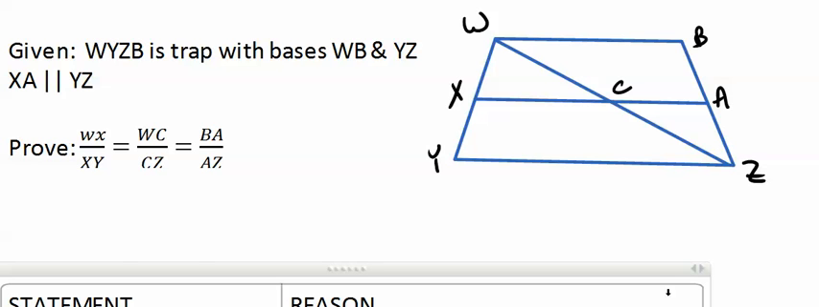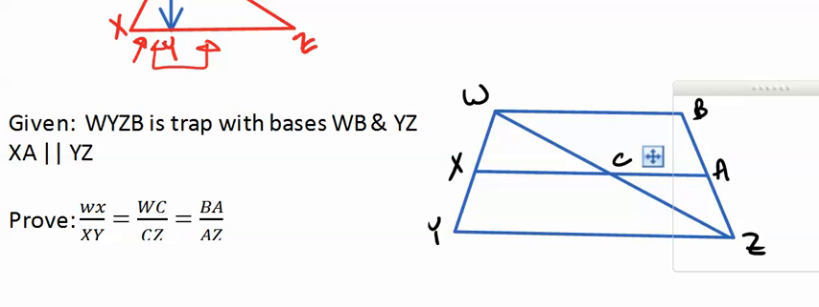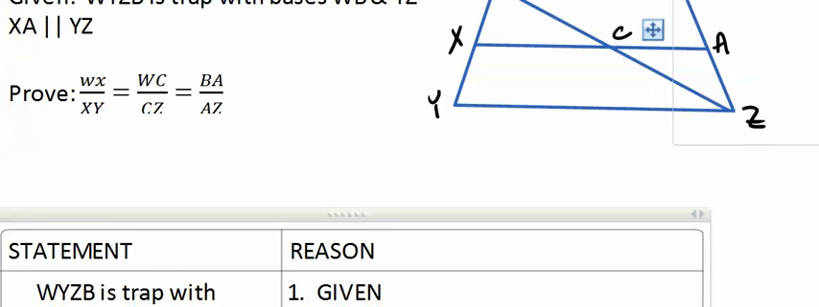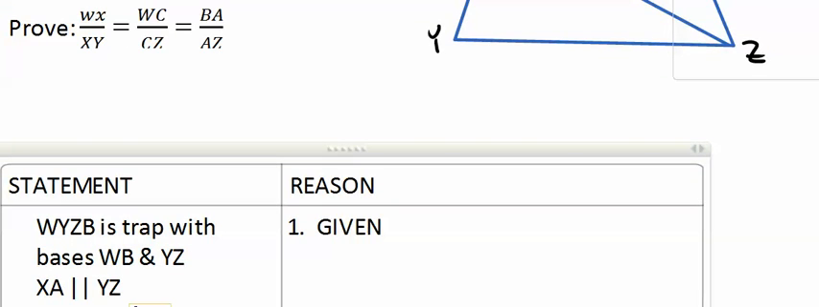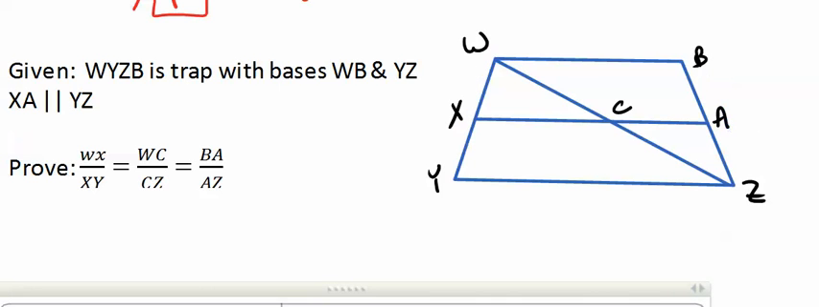Let's look at one quick proof. Given the diagram on the right, and given that WYZB is a trapezoid with bases WB and YZ, and that XA is parallel to YZ, we want to prove that WX over XY is equal to WC over CZ, which is equal to BA over AZ. We'll start with our givens, knowing that XA is parallel to YZ, and that's a trapezoid with the following bases. And let's mark the parallel lines in our diagram.